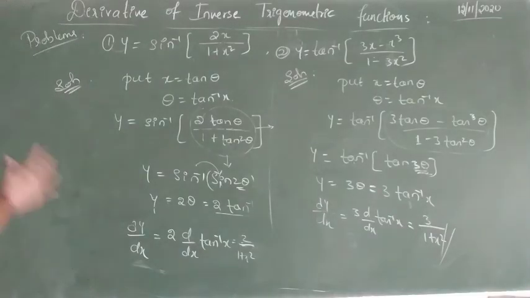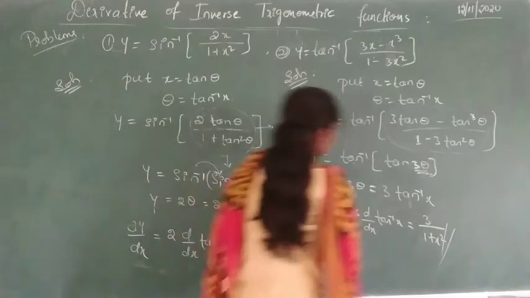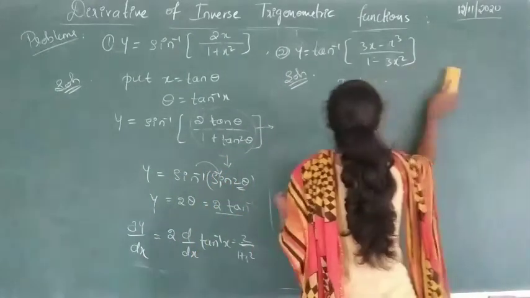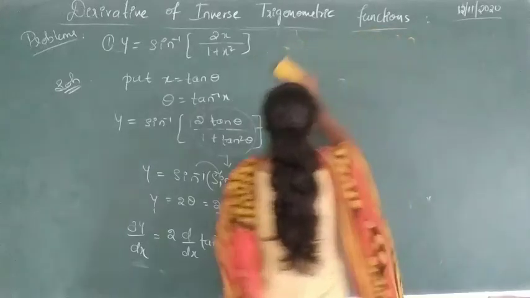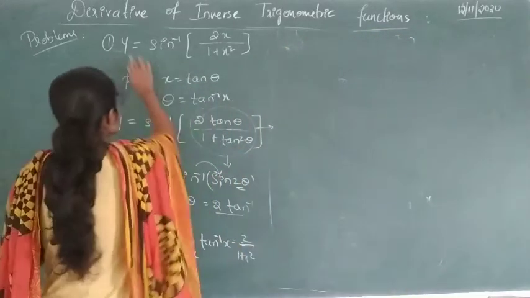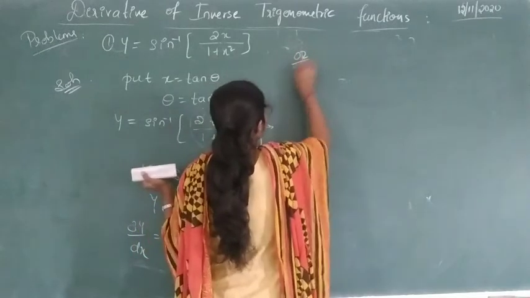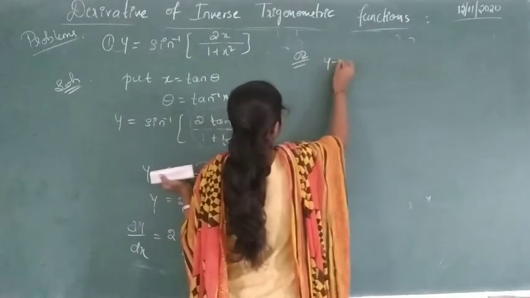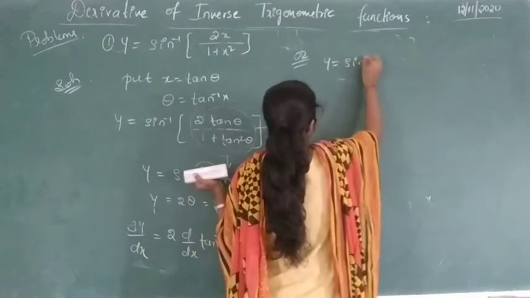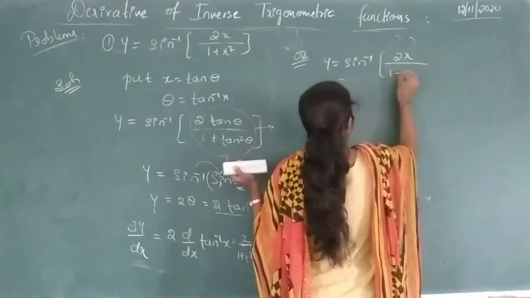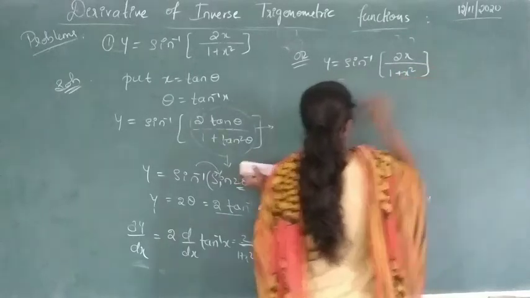See, I will tell you another method also. See, I feel that is complicated for you. Here what we have is y is equal to sin inverse of, we can solve like this also, or we can solve like y is equal to sin inverse of 2x divided by 1 plus x square.